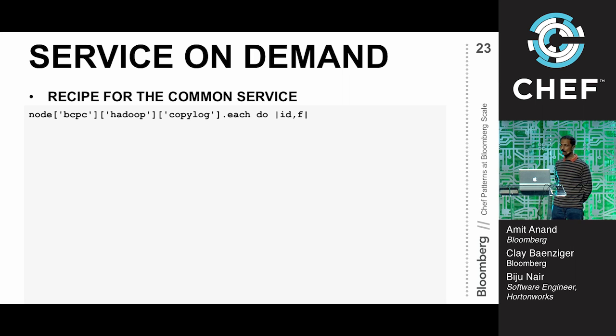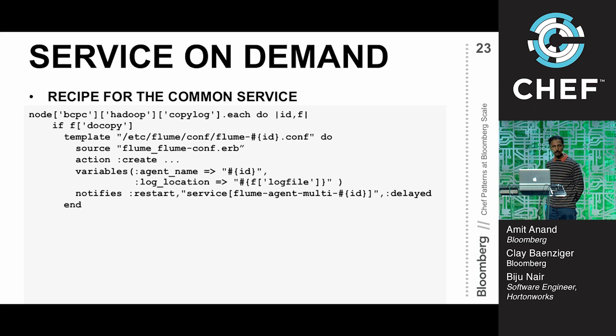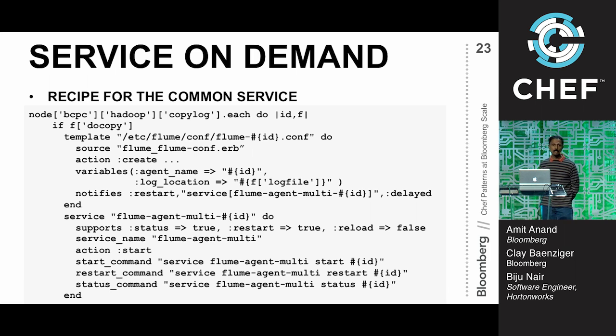In this case, since we are using Flume, the recipe for Flume would walk through that attribute and data structure and create the Flume agent configuration files. And then it starts the Flume agent for each of the requests on the node. So in the future, when new services are added to our cluster, or if any new application comes into play and wants to make a request for copying the logs into a common location, they can dynamically add to the recipe, and it will be taken care of in our cluster.